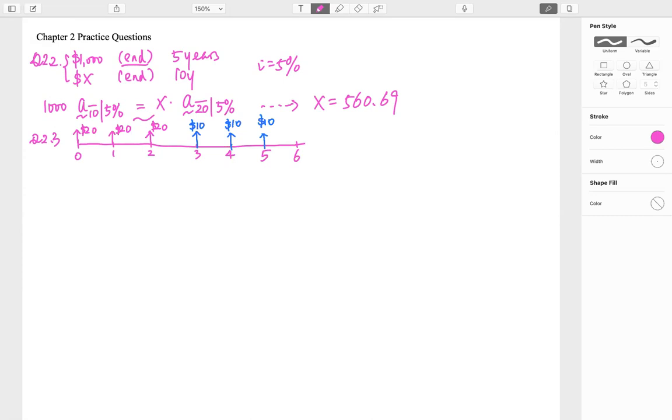For the first 3 payments, the amount is 20. For the next 3 payments, the amount is 10. So there is a change of amount. So technically speaking, you can think of this as annuity with varying payment, right? So this is not exactly level payment. There are actually many ways to solve this question. What we want to know is the present value. How much is this worth, right?